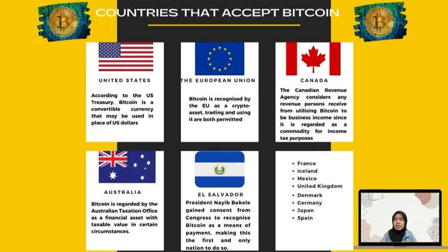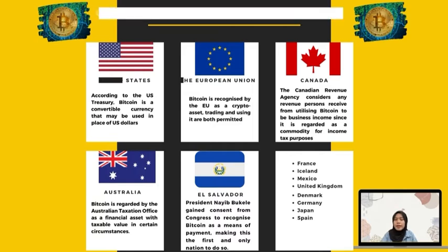Next, the other countries that accept Bitcoin are France, Iceland, Mexico, United Kingdom, Denmark, Germany, Japan, and Spain.